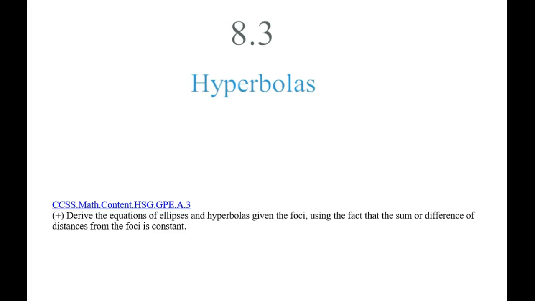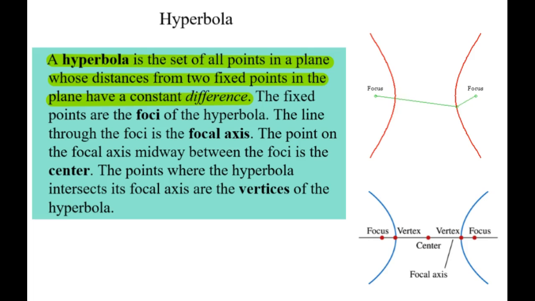Lesson 8.3, dealing with our third conic section. In this section, we're going to be discussing hyperbolas. The basic definition for a hyperbola is a set of all points in a plane whose distances from two fixed points in the plane have a constant difference.